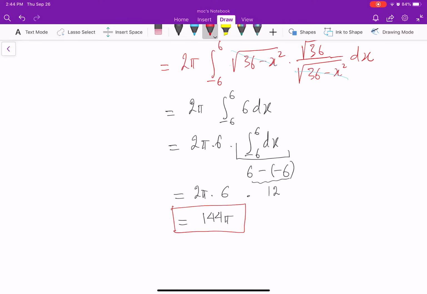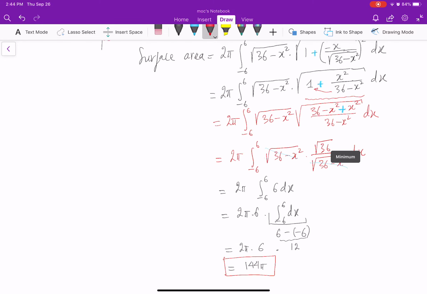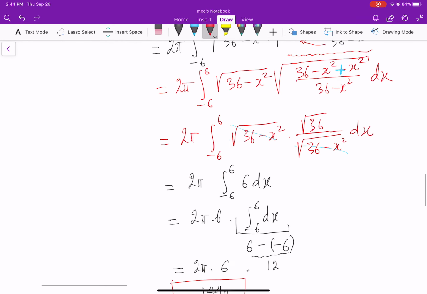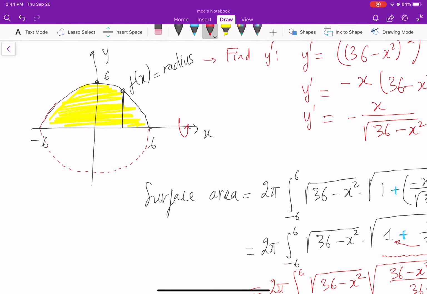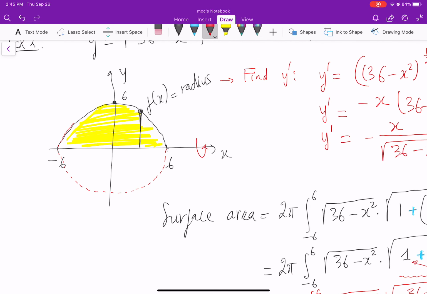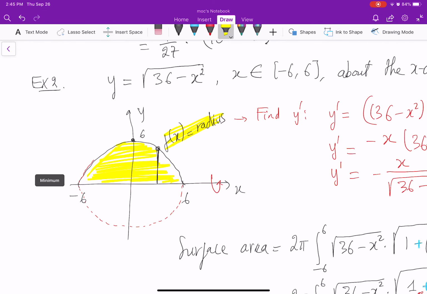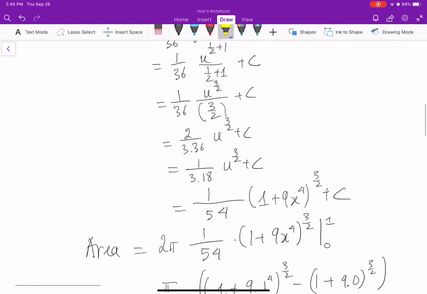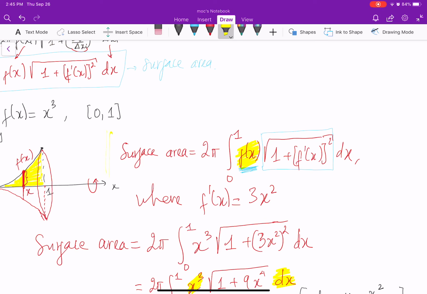All right, so we already did 2 examples, so I hope that you understand how to solve this problem. Basically, if you rotate your region about some axis other than x or y, you need to take care of the radius. Otherwise, just go ahead and apply the surface area formula. That formula is right here.